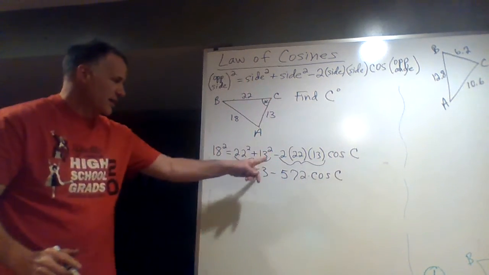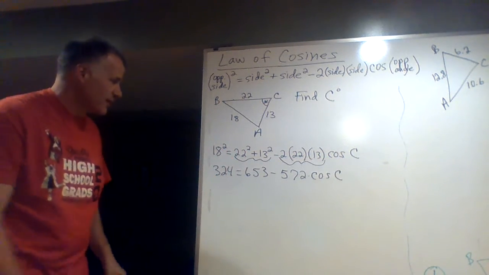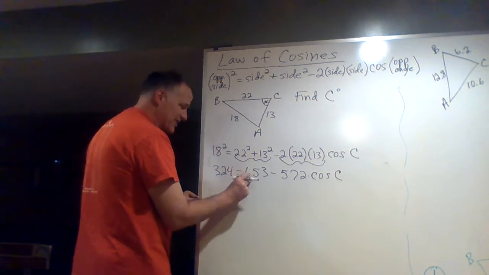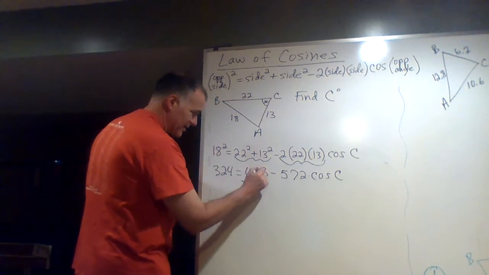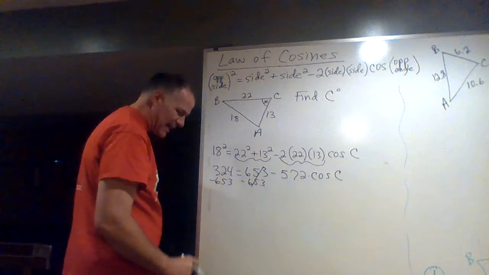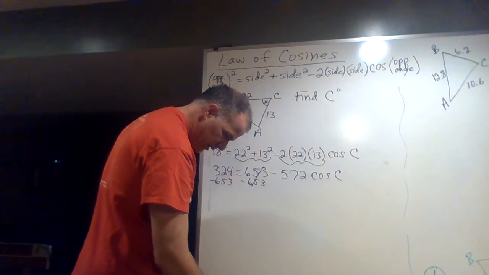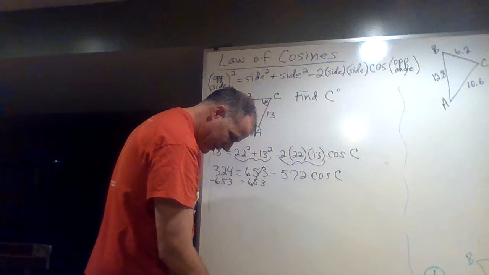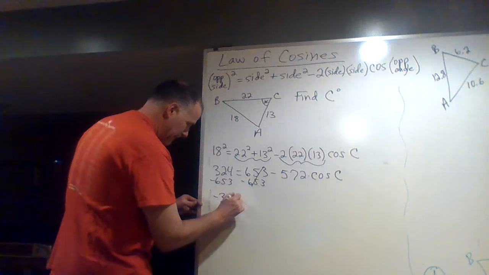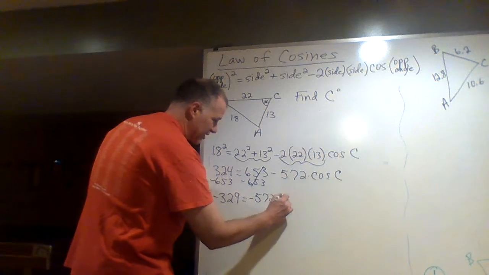Remember from yesterday, this is all sitting in front of cosine C. So this is what we have to get rid of with plus or minus. That's a positive 653, so I'm going to minus 653. Most of the time, this is always going to be a negative. So 324 minus 653, negative 329. And I have the negative 572 in front of cosine C.